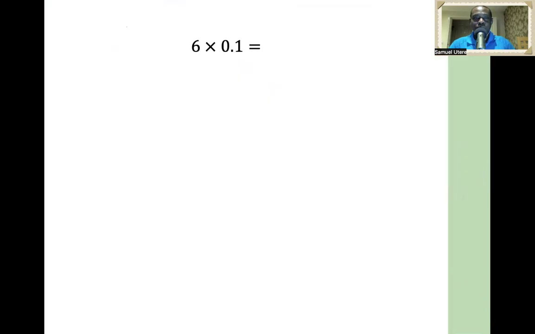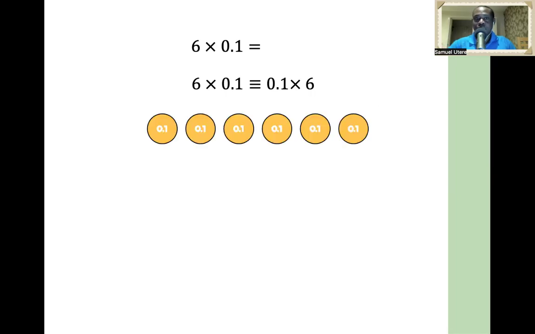Let's do some new learning. If we multiply 6 by 0.1, we can think of it in different ways. One of the ways we can think about this is we can say, well, we know that multiplication is commutative. So it means it doesn't matter how we swap the numbers in the calculation, we'll get the same answer. So thinking about it is a bit like having 0.1 counters up to 6 lots of them. Now, if we have 0.1, 6 lots of them will be 0.6.